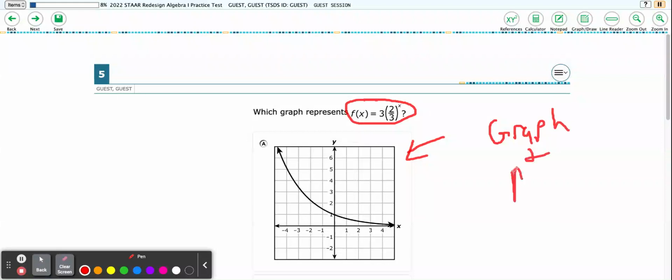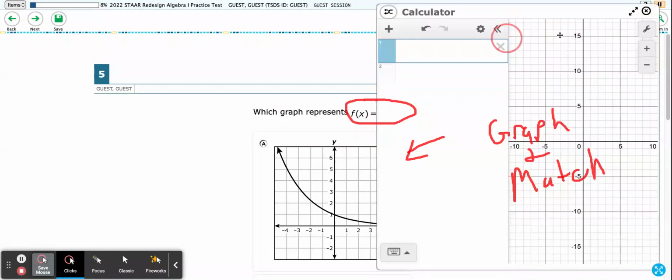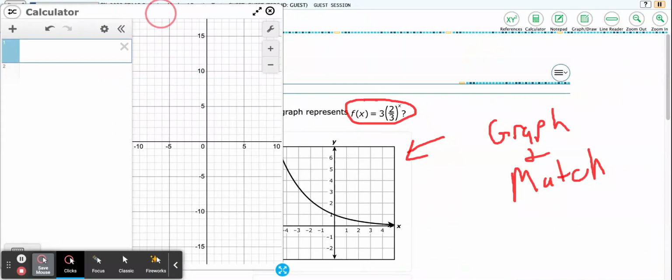Y'all can laugh at my handwriting. I'm writing with my mouse. So graph and match means that I'm going to open my calculator. So I'm going to open my Desmos calculator right here. It says calculator. I'm going to put it over here.